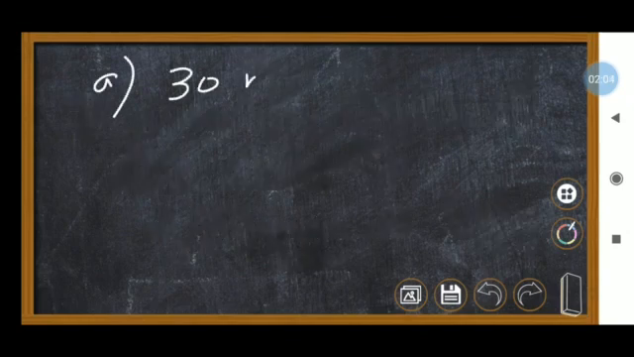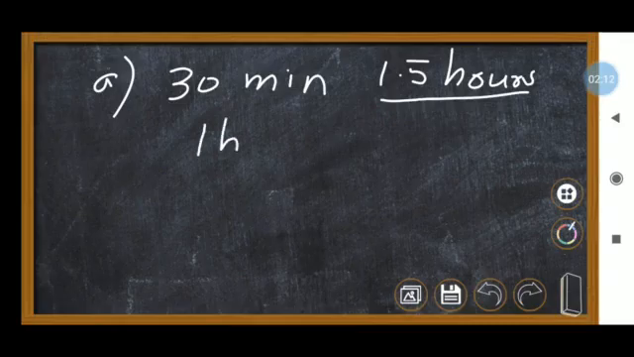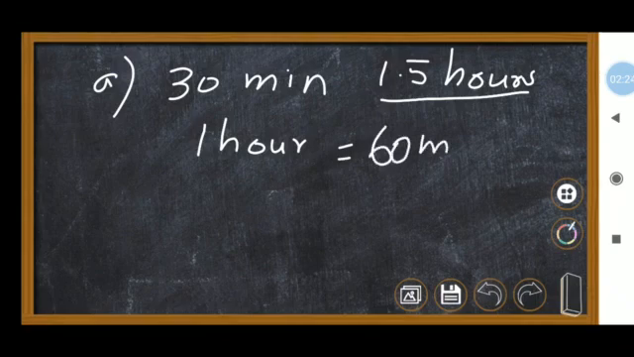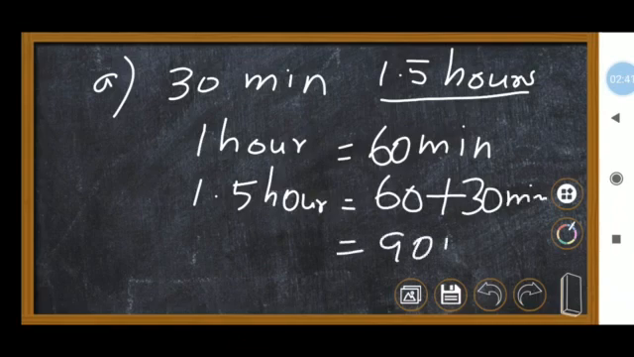First, 30 minutes and 1.5 hours. You have to know that 1 hour is equal to 60 minutes. For 1.5 hours, that is 1 hour, 60 minutes, and half an hour, which is 30 minutes. So 60 plus 30, totally 90 minutes. When we convert 1.5 hours into minutes, 90 minutes will come.